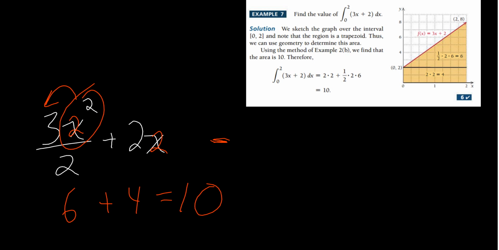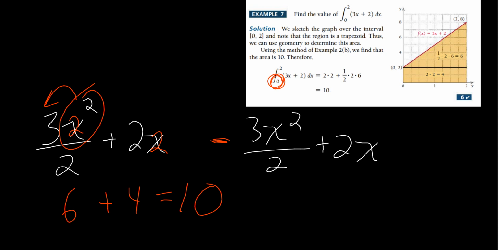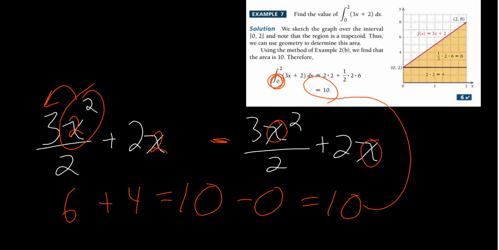Then we subtract the second part, which is 0. We plugged in 2, which was the top of the notation, and we're going to subtract the bottom of the notation, which is pretty easy here. 0 squared is 0, 3 times 0 is 0, 0 divided by 2 is 0, plus 2 times 0 is 0. So you'd say 10 minus 0, or in other words 10, which is the exact same solution that you get if you add up the rectangle and the triangle.